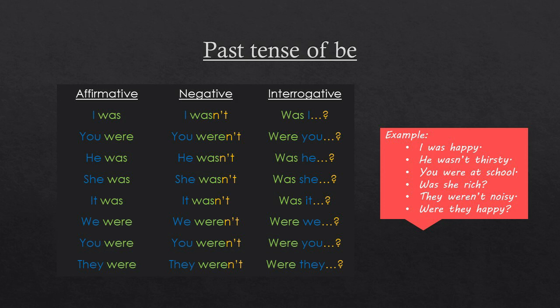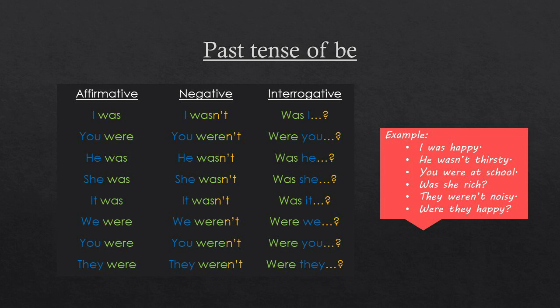Now, for example, for an affirmative statement using was, I can tell you I was happy, I was sad, I was hungry, or something like that, right? Now, we have he wasn't thirsty, you were at school, was she rich, or they were in Noise, or were they happy, or something like that.